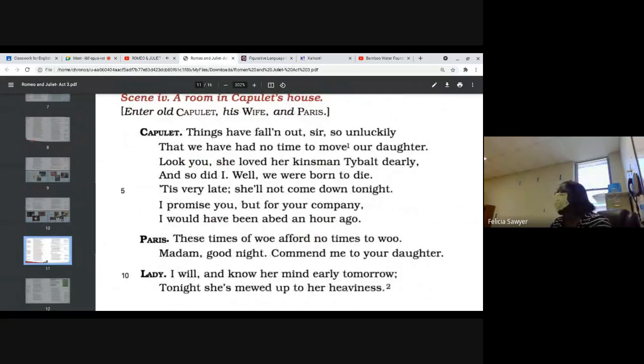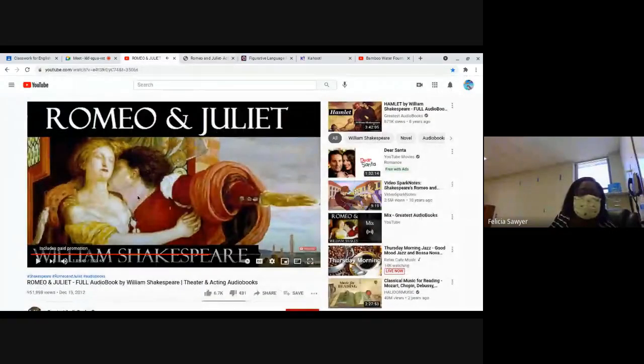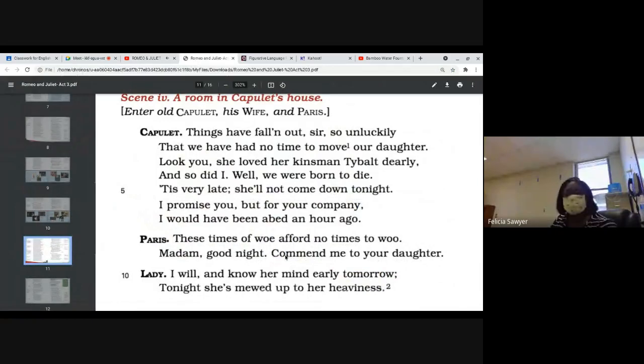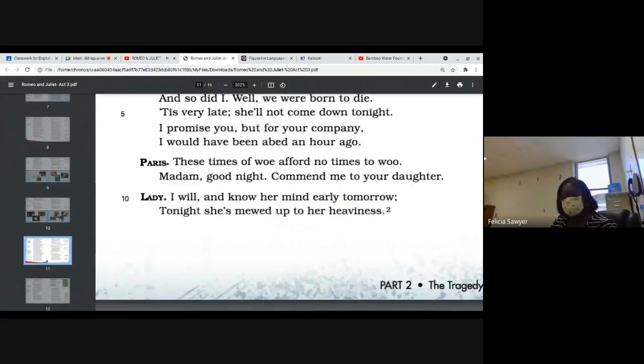Things have fallen out, sir, so unluckily that we have had no time to move our daughter. Look you, she loved her kinsman Tybalt dearly, and so did I. Well, we were born to die. 'Tis very late. She'll not come down tonight. I promise you, but for your company, I would have been in bed an hour ago. These times of woe afford no tune to woo. Madam, good night. Commend me to your daughter. I will, and know her mind early tomorrow. Tonight she's mewed up to her heaviness.